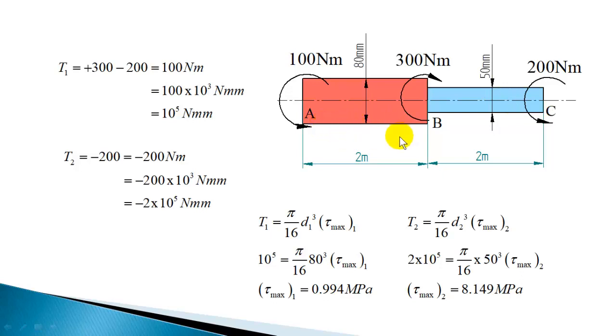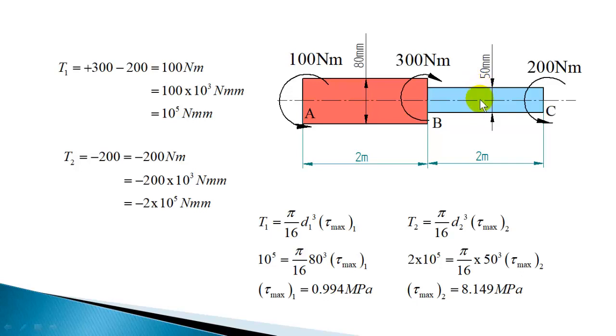Now the shear stress induced in the sections you can find out. T1 is equal to pi by 16 d1 cube into tau max of the first section. Now T1 is 10 raised to 5, and the diameter is also known, 80. Substituting that, you get the maximum shear stress as 0.994 megapascal. So this is the maximum shear stress induced in the first section.